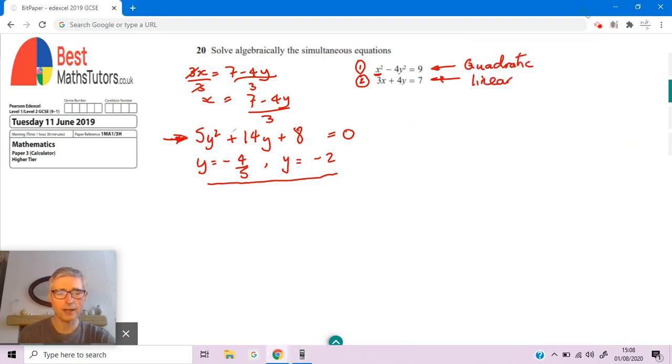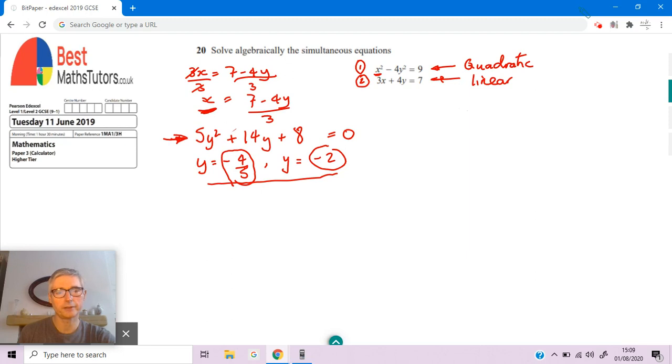So having got these values, we've not actually finished this question yet. We still need to find the value of x. So we would get two solutions. We get one solution by substituting the value y being -4/5. That will give you a value of x. And we get another solution when we substitute in the value of y equals -2, to replace the y in the equation there, and that will give you our second value of x.